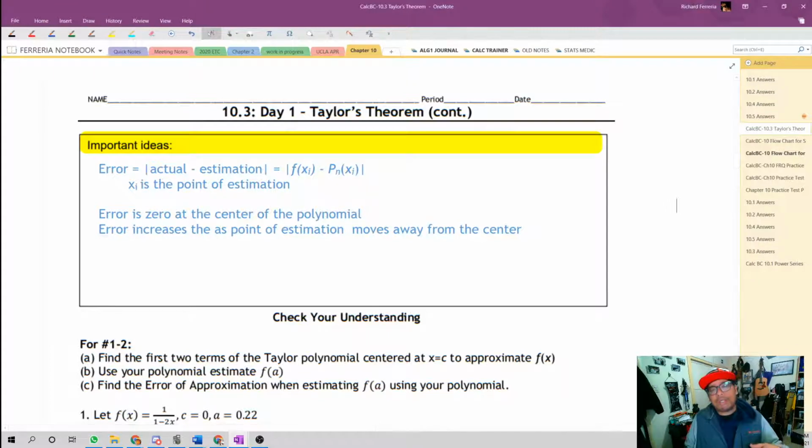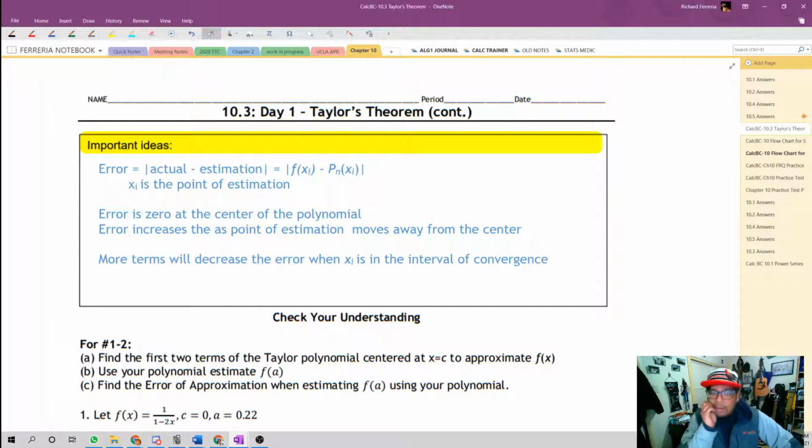As we move our point of estimation away from the center of the polynomial, the error is going to increase. We kind of saw that with that smiley face pink function. The further away we look from the center of the polynomial, the greater the error became. And finally, more terms: if you add more terms to your polynomial, you're going to decrease the error. But with the caveat that the value that you're estimating is in the interval of convergence, which should make sense because if you're trying to use a polynomial for a value outside the interval of convergence, then those results are never guaranteed.